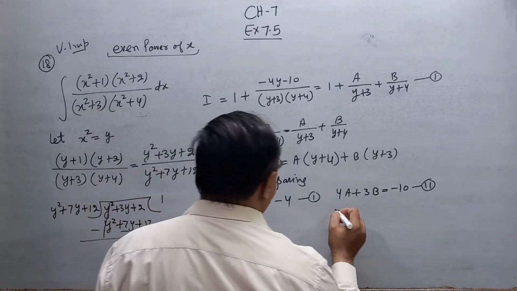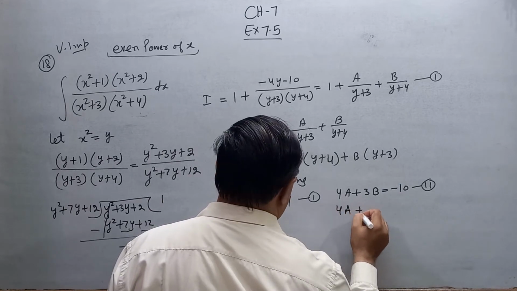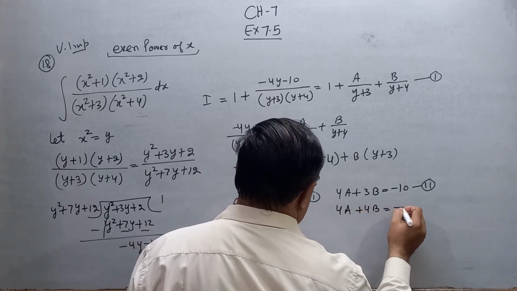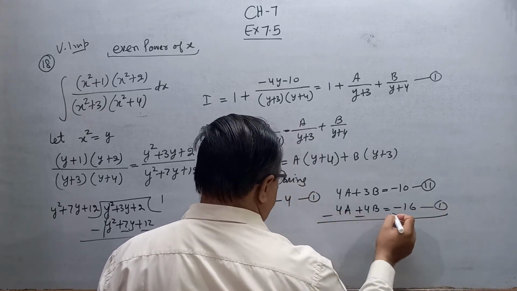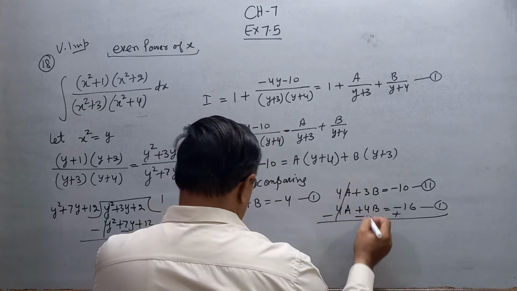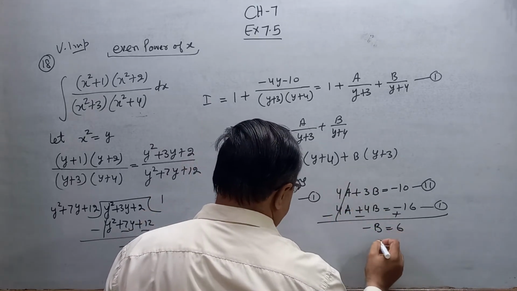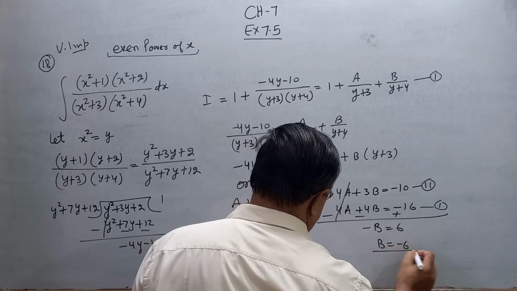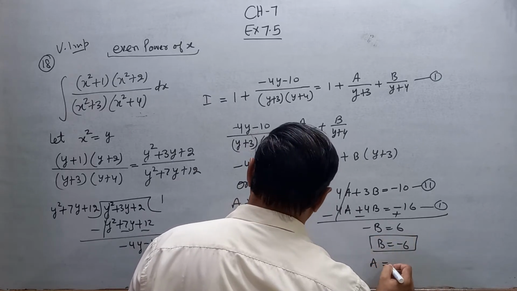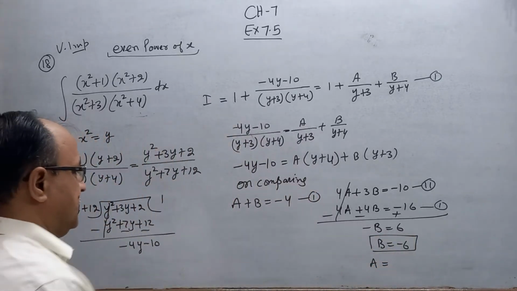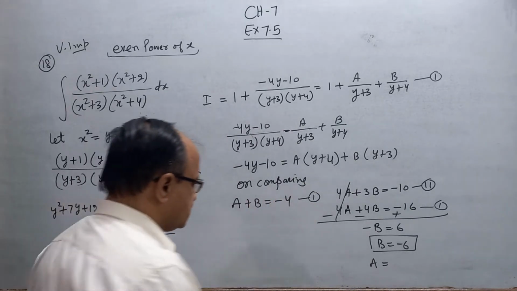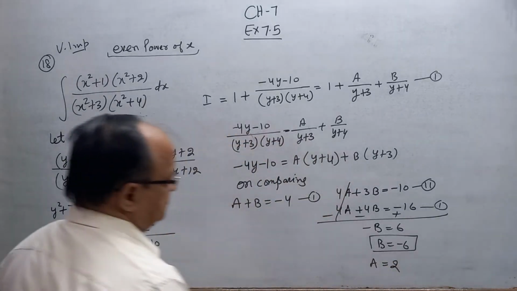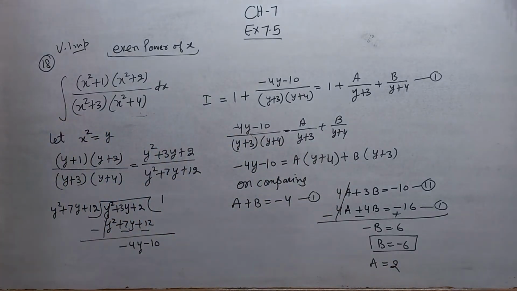you want to use the elimination method. 4a plus 4b is equal to minus 16. On subtracting, that will cancel a, and b here is minus 6. If b is minus 6, then a is what? If b is minus 6, then a is minus 4 plus 6, that is 2. Okay. This is the value of a and b.